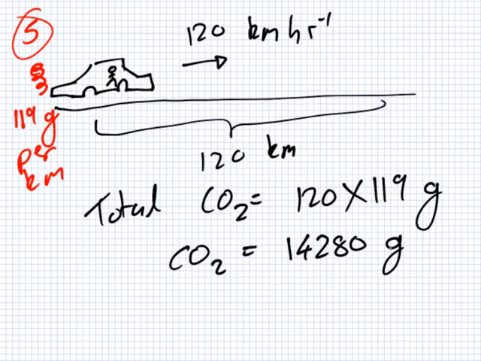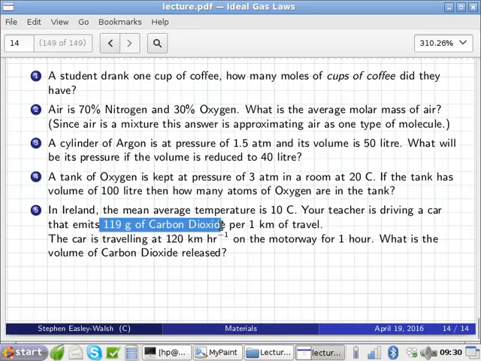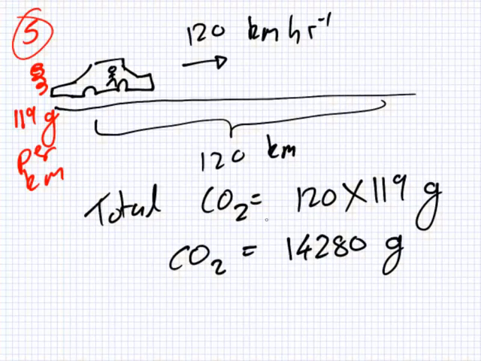Why are we multiplying? Yeah, in the question it says it's 119 grams of carbon dioxide per 1 kilometre, each kilometre. My car doesn't have wheels. Yeah, I know. We'll make it a floating car. Hover car.